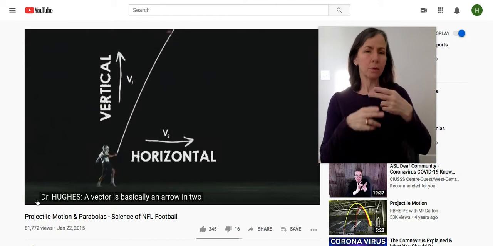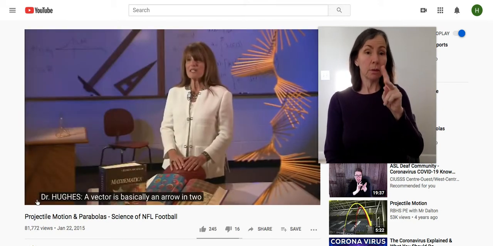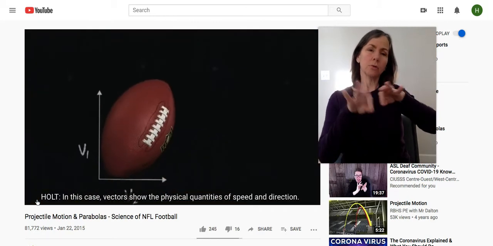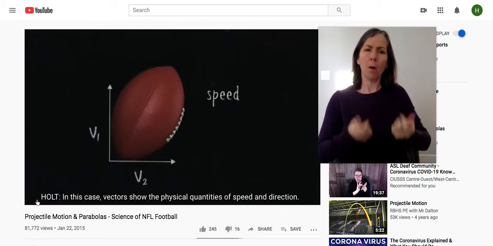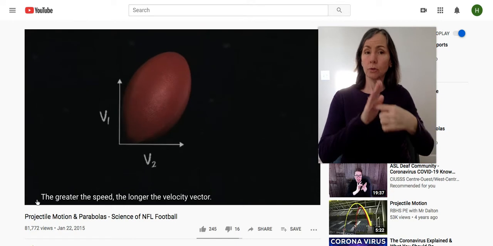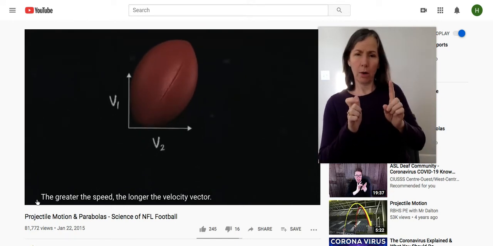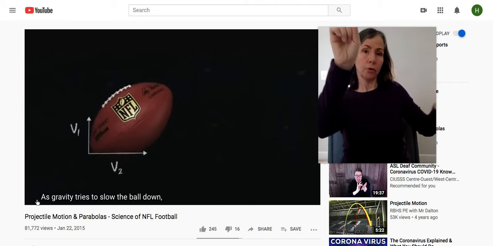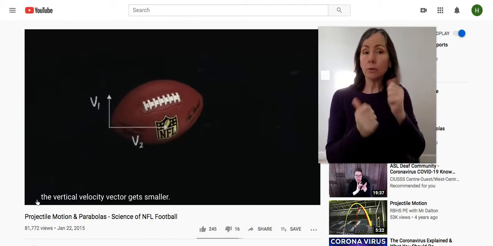A vector is basically an arrow in two dimensions that describes some kind of physical quantity. In this case, vectors show the physical quantities of speed and direction. The greater the speed, the longer the velocity vector. As gravity tries to slow the ball down, the vertical velocity vector gets smaller.